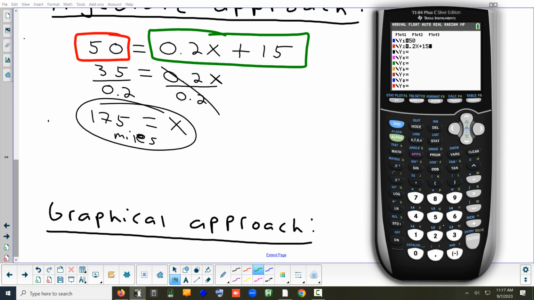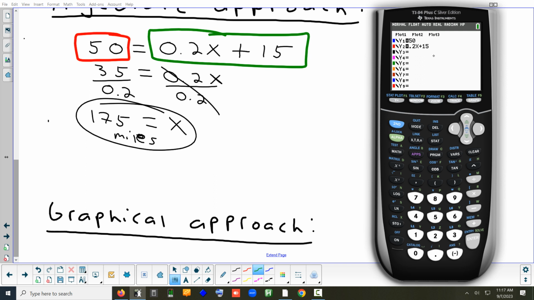And what about the y-intercept? Just a horizontal line. Or no, it's just on the y-axis, right? And what number would it be at? It's going to be at 50. So for the top one, it'll be at 50. How about the bottom?